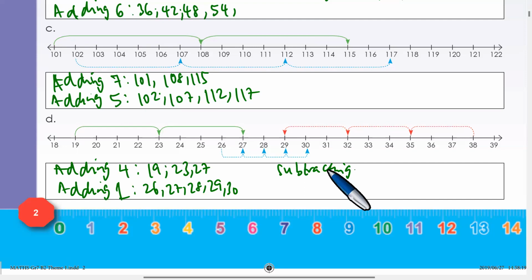Right. So if we're subtracting, what are we subtracting? The red one. Are we subtracting 3? Yes, we're subtracting 3. Well done. So we start with the biggest one, which is 38. Then we have 35. Subtract 3, it becomes 32 and 29.